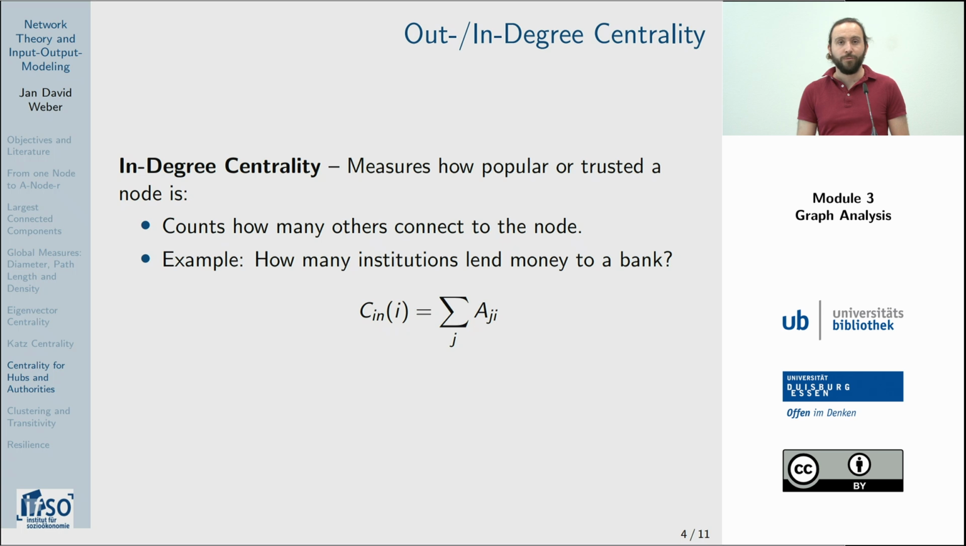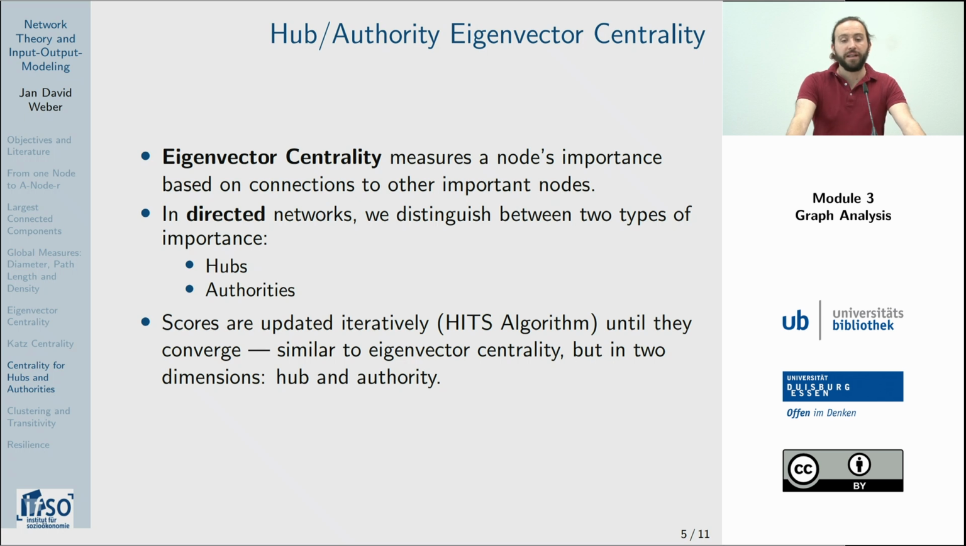As always, the wording is quite obvious. In degree and out degree centrality are related, but here we count how many others are connected to a specific knot. And when we talked about eigenvector centrality, we measured a knot's importance based on the connections to other important knots. In directed networks, we have to take into account in degree and out degree centrality, because here this aspect of hubs and authorities really matters.